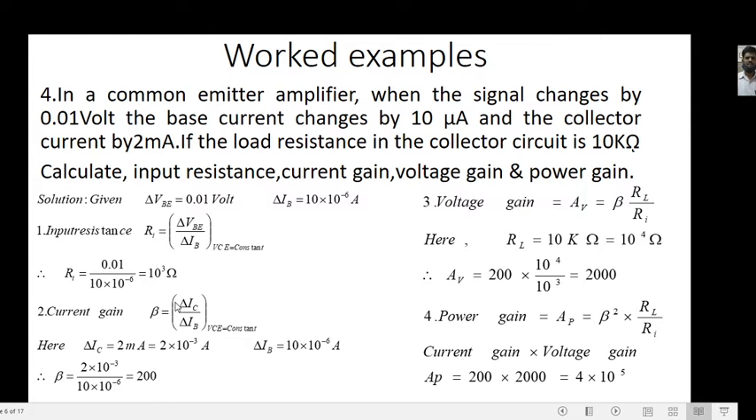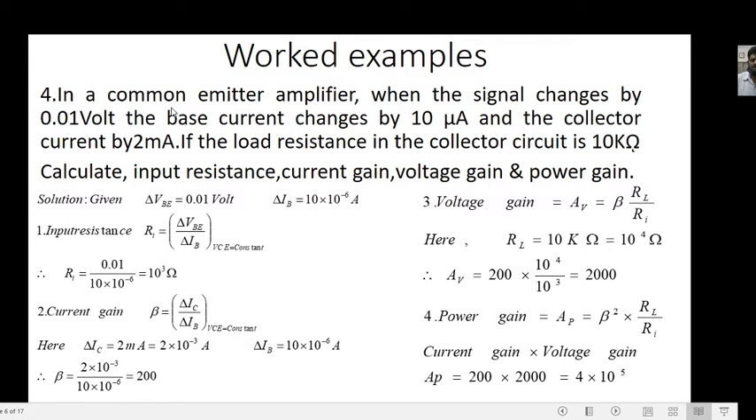Worked examples. Example 4. In a common emitter amplifier, when the signal changes by 0.01 volt, the base current changes by 10 microampere and the collector current by 2 milliampere. If the load resistance in the collector circuit is 10 kilo ohm. So we have to understand clearly the problem here.